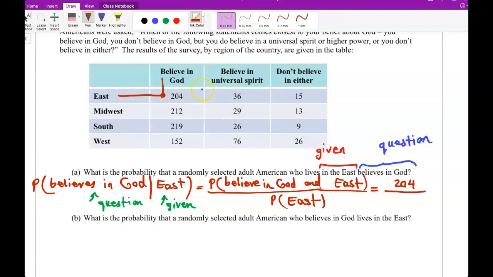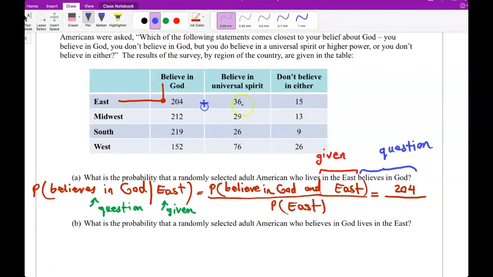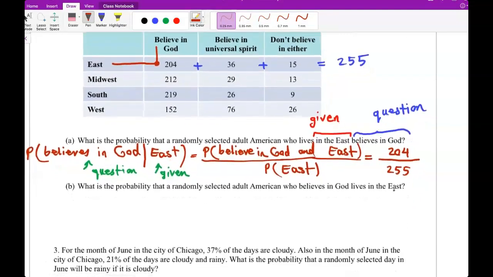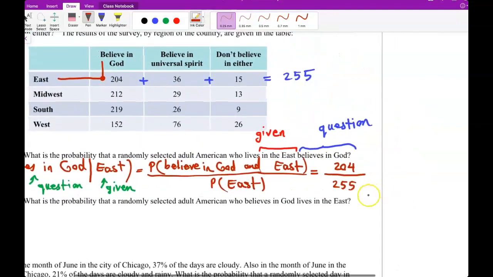So for that part, the probability of East is, we should add all these numbers. Add all these numbers of that part: 204 plus 36 plus 15, we have 255. So this is 255 in the denominator. That's the total that we have for the East. And that is 0.8.